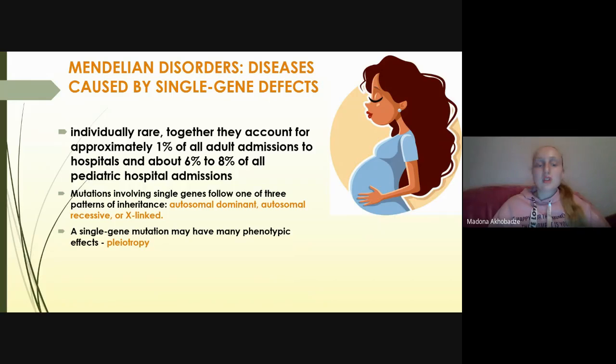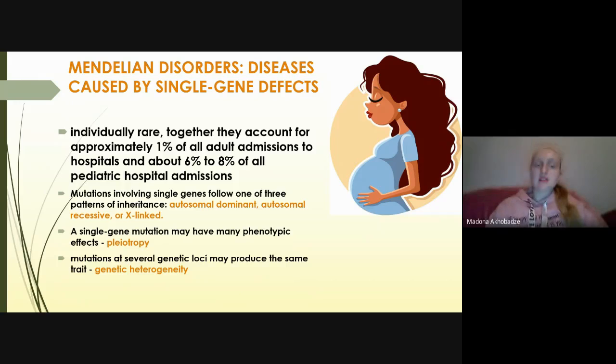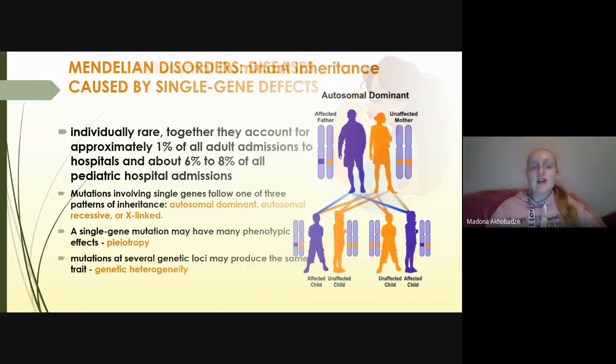And a single mutation may have many phenotypic effects. It means the same mutation can cause different clinical features. Like in Down syndrome, we have different phenotypes, right? So this is so-called pleiotropy, having different phenotypes. And mutations at several genetic loci may produce the same trait. It means they have genetic heterogeneity.